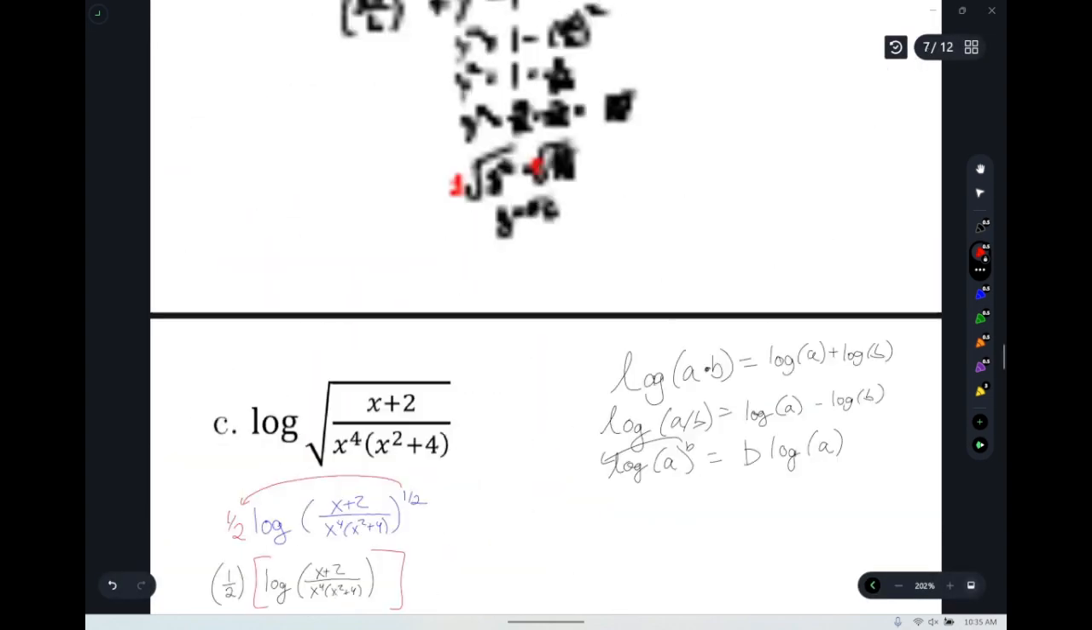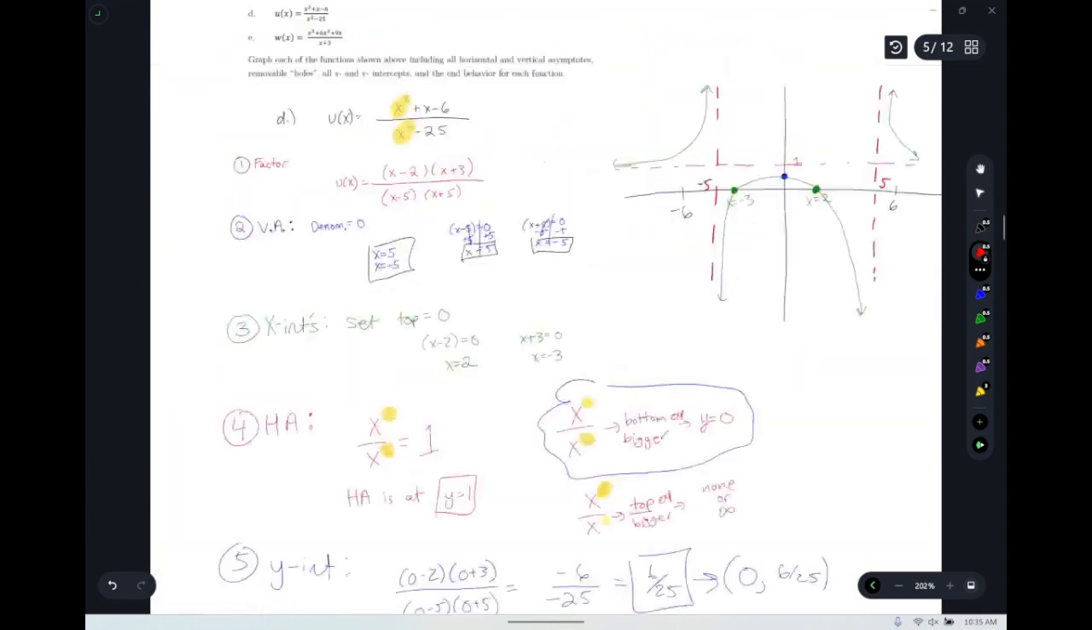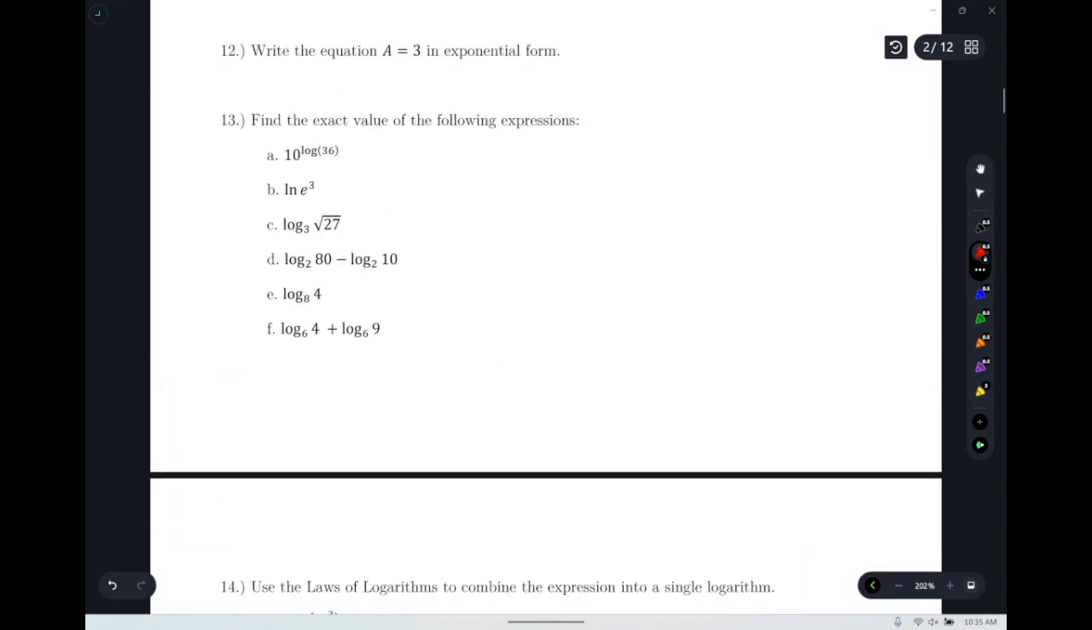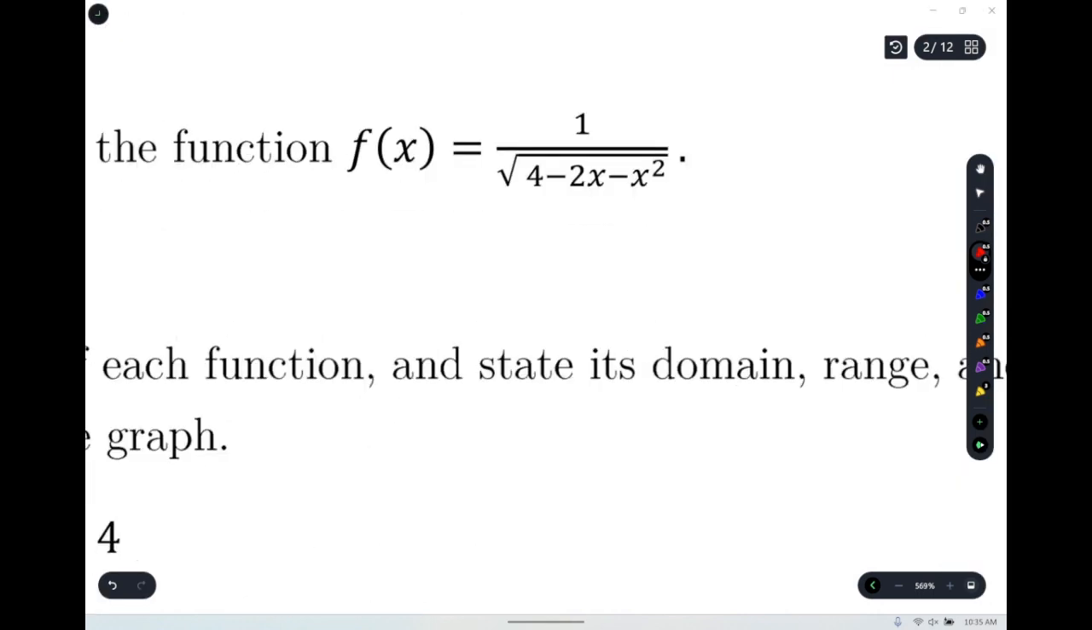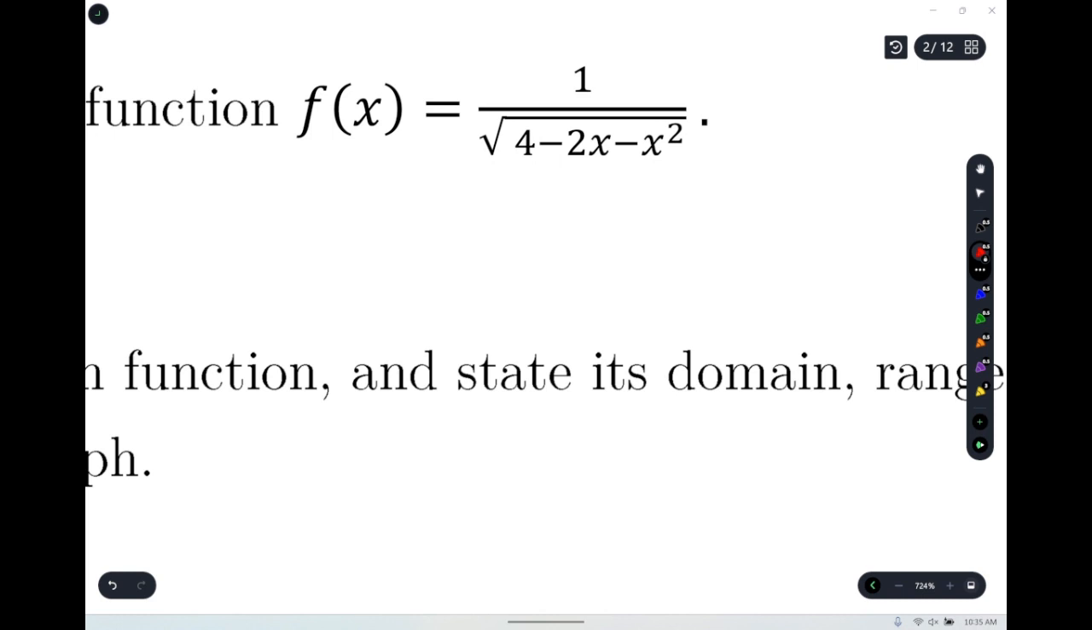For the calculator, you're probably going to use the change of age formula. I don't remember, to be fair. Ooh, this one's fun. We can just do this right here. It's actually not too crazy.